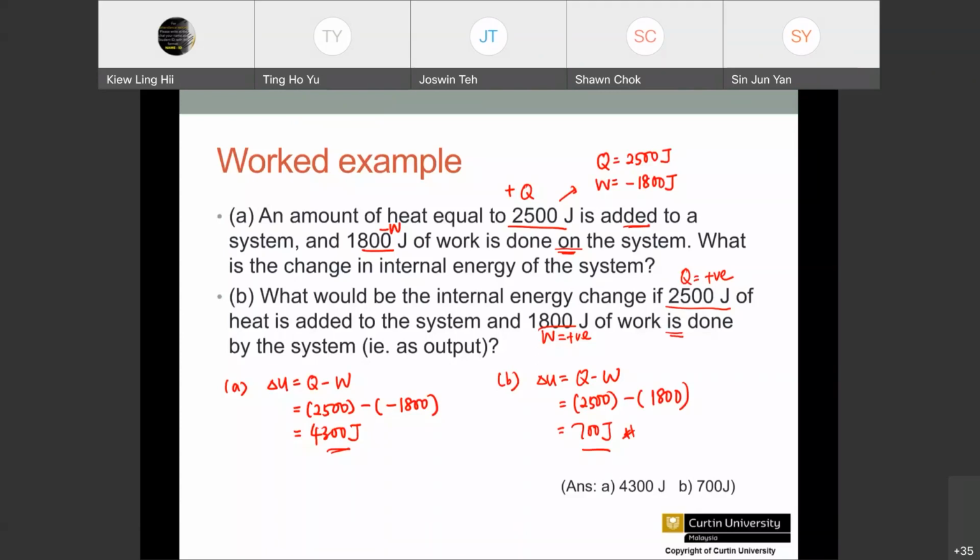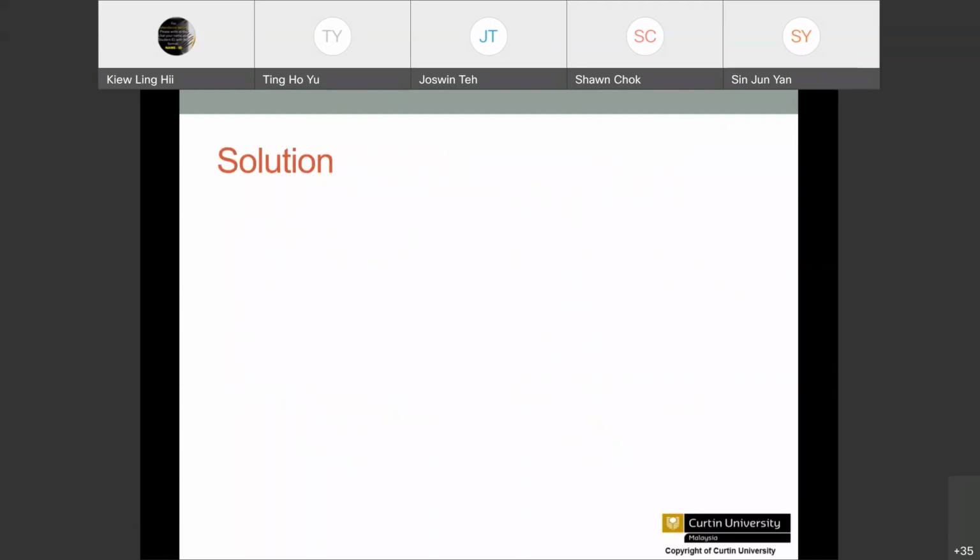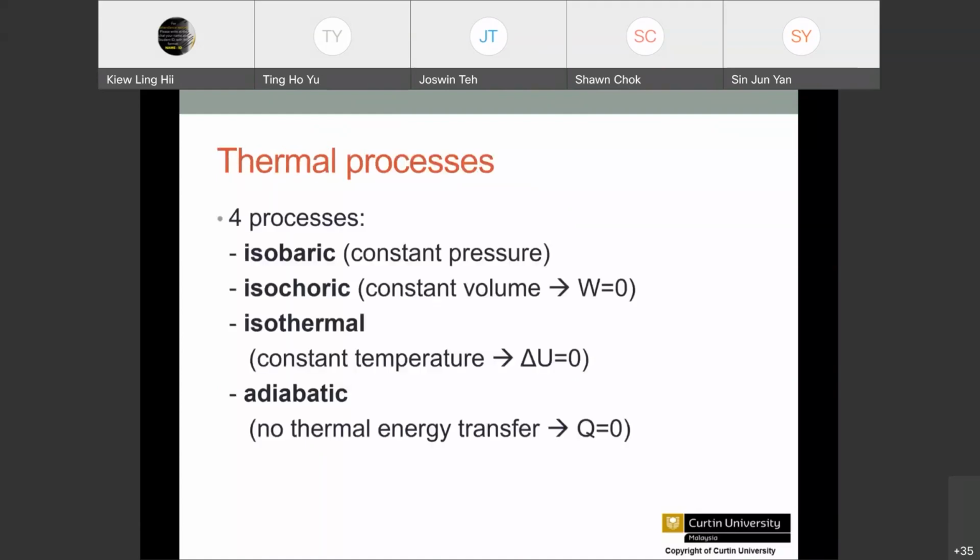All right, so I will complete this part first. Then I will leave the calculation to the tutorial workshop session. So for thermodynamic processes, there are 4 types of processes. So remember them. Isobaric means constant pressure. Isochoric means constant volume. Isothermal means constant temperature, and adiabatic means there is no heat transfer.